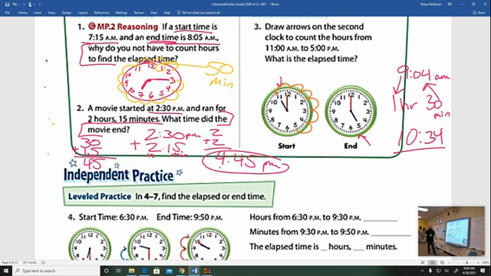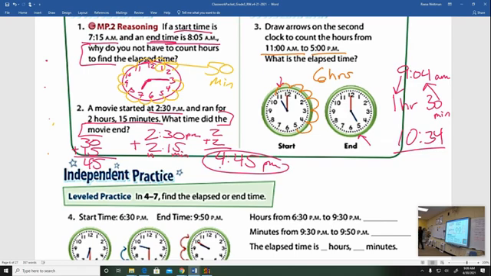That's 5. So how many hours do we have? How many hours are there? Ian? Oh, so it said to do it on this one. Well, we did it on that one. It's fine. How many hours do we have there? How many hours between 11 and 5? 6. That's right. 6 hours between 11 and 5.